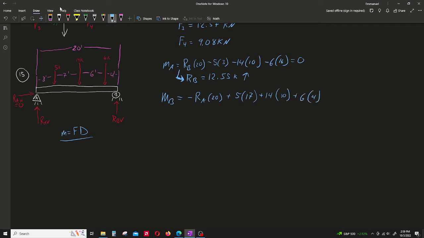I think I got them all there: RA, 5, 14, and 6. Yep. Again, this is an equilibrium. Set it equal to 0. And therefore, RA is now equal to 12.45 kips. And this is also going up in a positive direction. And that's it.